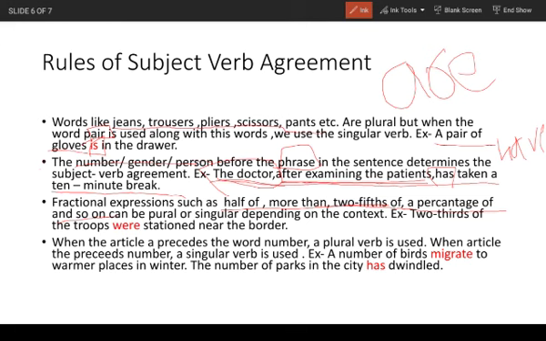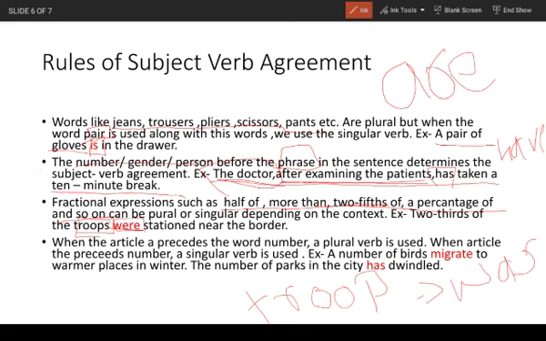Like, 2/3 of the troops were stationed near the border. So troops, it is plural. That's why the verb is plural. If there was "troop", then "were" would not be there. At that time the verb would be "was". Like, 1/4 of the pizza is left. So you can see "is" left. Why? Because we have used the singular form of pizza. Only one pizza is there.